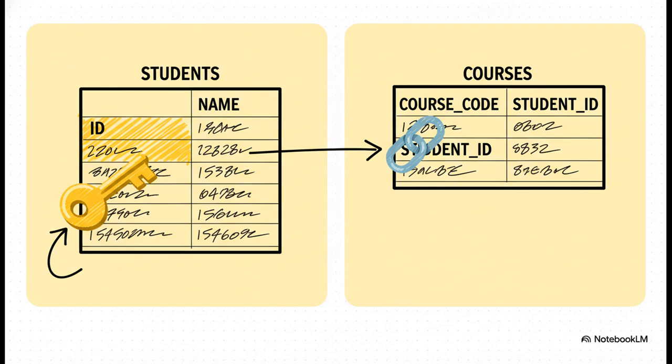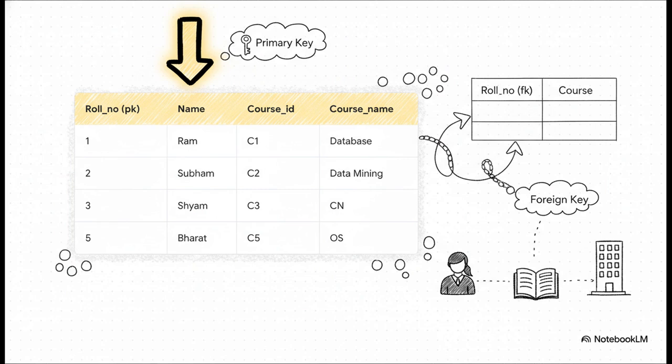The answer is with keys. A primary key is something that makes each row in a table unique, like a student's ID number. No two students can have the same one. But then the real magic happens with a foreign key. This is a field in one table that points back to the primary key in another table, and that's what creates the powerful link. Let's look at exactly how this works, because this is where it all clicks.